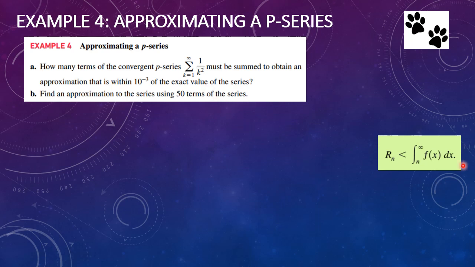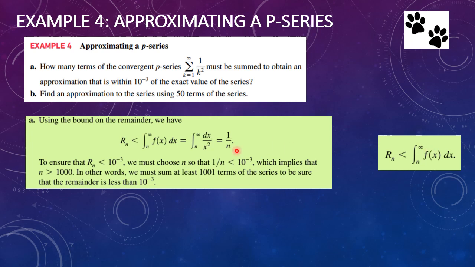So if we use this to figure out that remainder, again, we want the remainder to be less than 10 to the negative 3. We can first find a formula for f of x using the given summation, 1 over k squared. So what we're going to do is take the integral from n to infinity of 1 over x squared dx. When we do that, I'm not going to go through this integral. You can solve this, it's a simple integral. We get 1 over n.